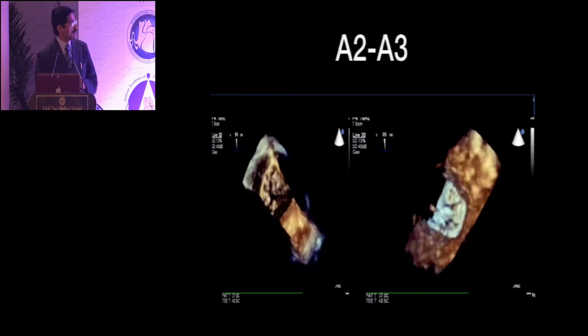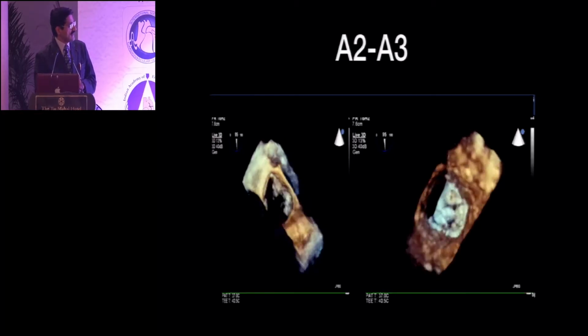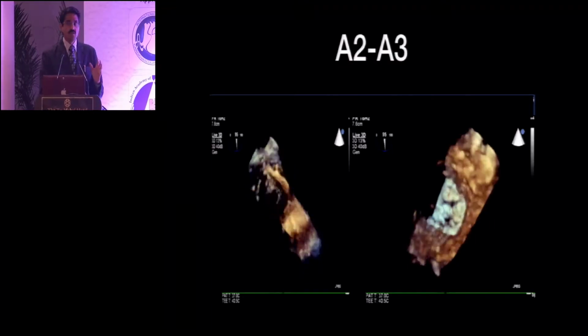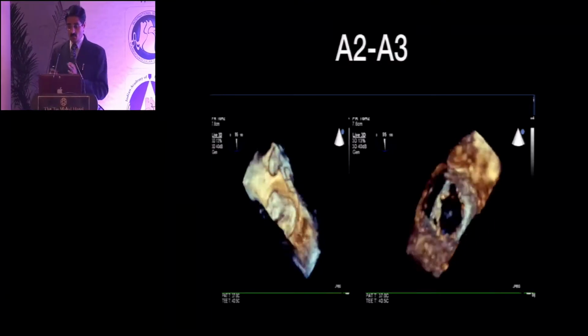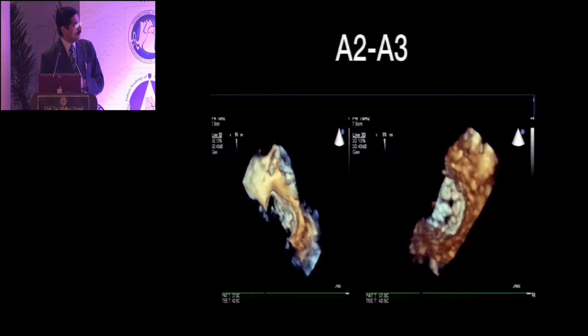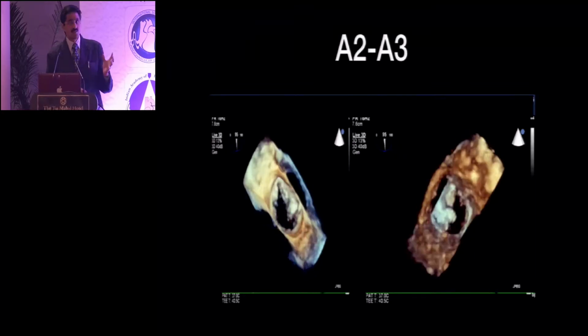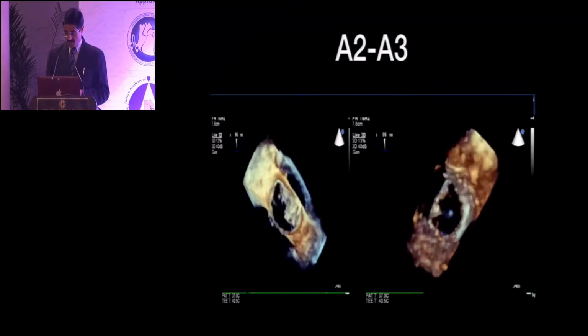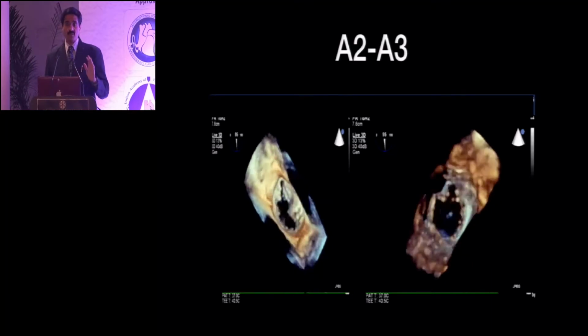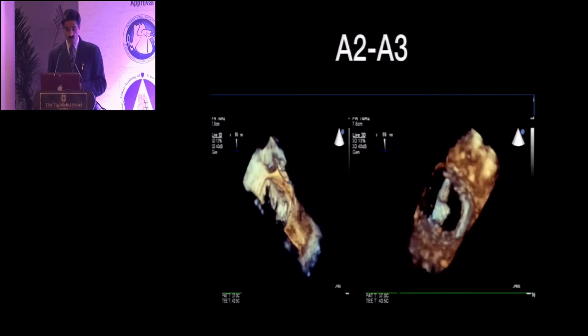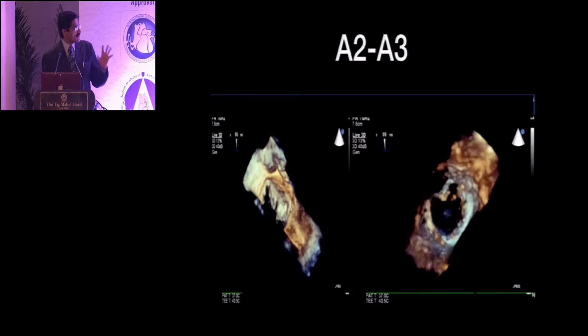Like in this case, there is only the A2, A3 part involved, and these leaflets are very easy to deal with for the repair as compared to replacement. Otherwise, if more than 3 segments are involved in these conditions, then we can always discuss with the surgeon that they should go for the replacement rather than repair because they do not have enough tissue to deal with. So this one-segment involvement is a very important thing.